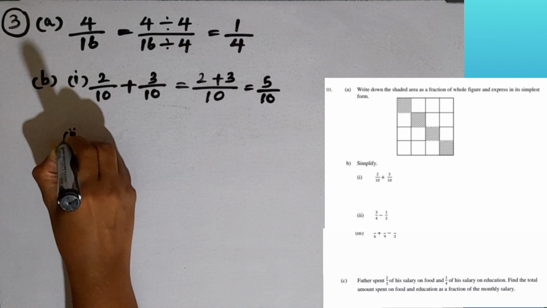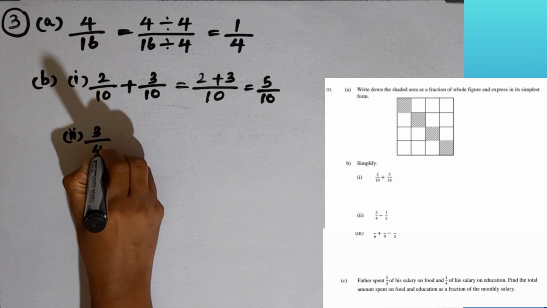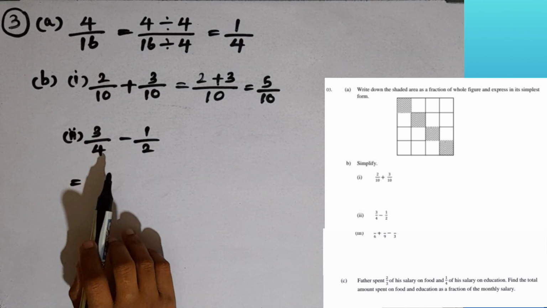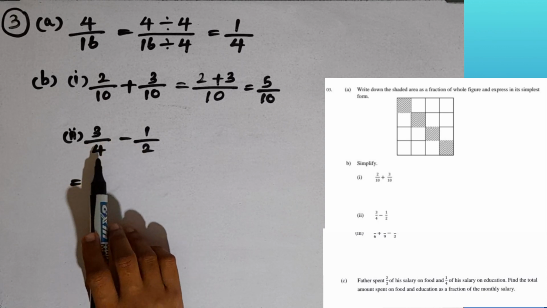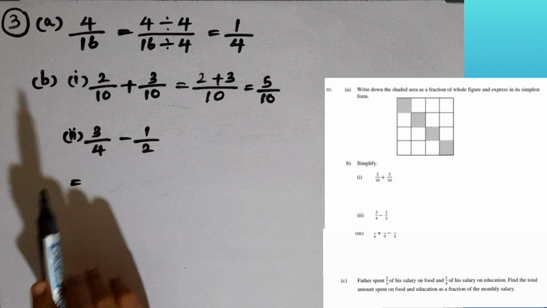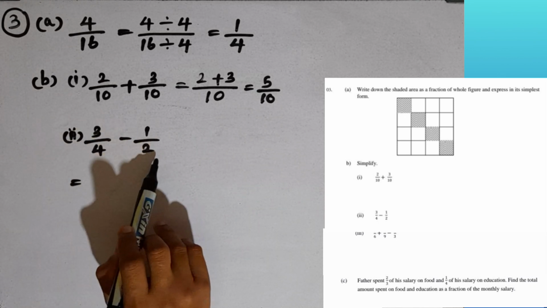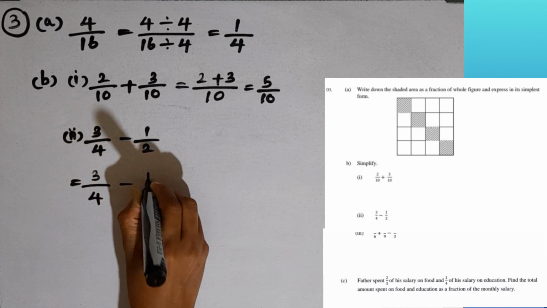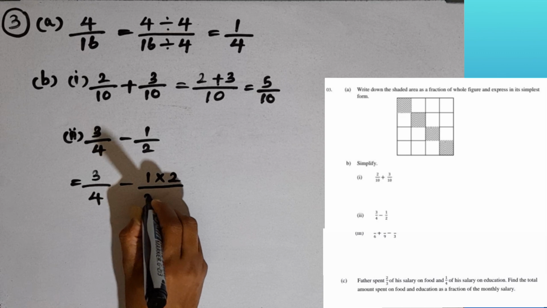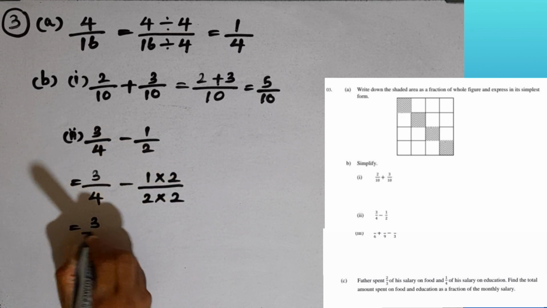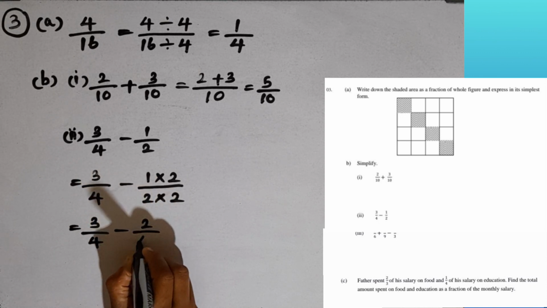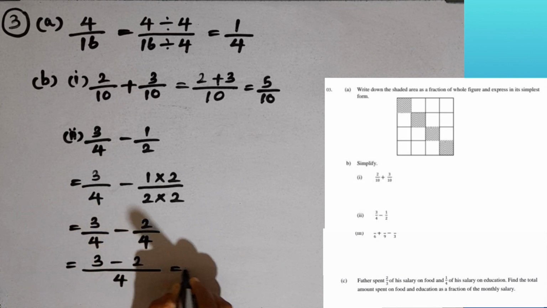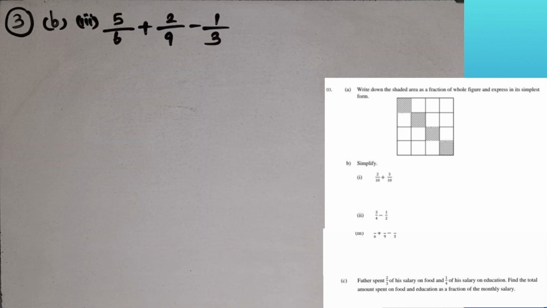Then second one, 3 over 4 minus 1 over 2. Here the denominators are not equal. So we have to equal the two denominators. What is the common denominator of 2 and 4? That is 4, because 4 is a multiple of 2. So without changing the first fraction, we can multiply the second fraction by 2. Numerator and denominator should both be multiplied by 2. Then we have 3 over 4 minus 2 over 4. Now the denominators are equal, so we can take it as 4. 3 minus 2. Then the answer will be 1 over 4. Third question in B part.